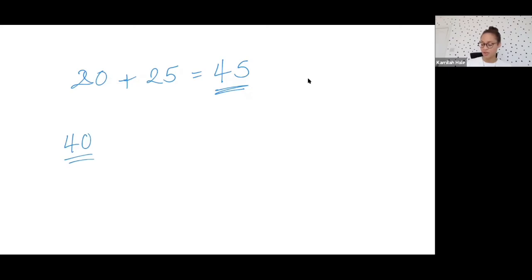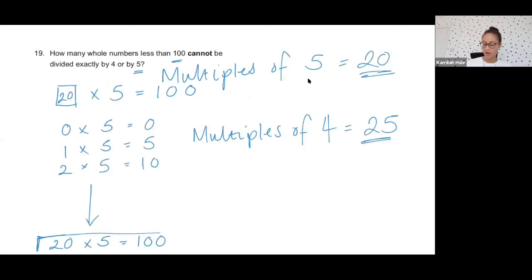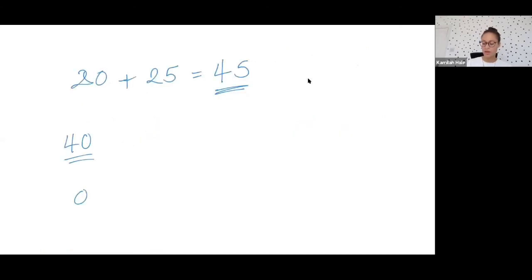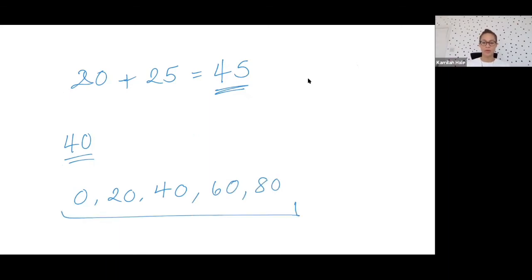So in both of the times tables, we'd have had the number 0. What other duplicates would we have had in both the 4s and the 5s? We'd have had 20. So any multiples of 20 basically would have been in both the 4 and the 5 columns. So 20, 40, 60, and 80. Those 5 numbers would be double counted. So if I take that off 45, I get 40 numbers that 4 and 5 go into.